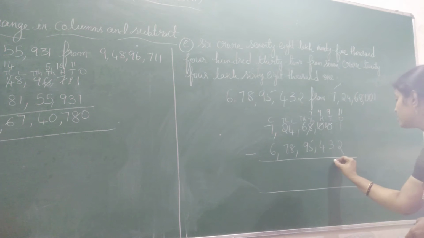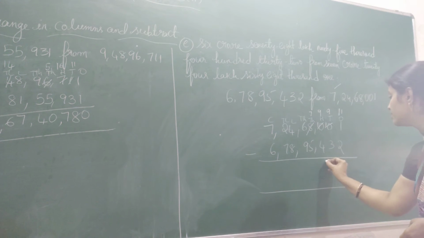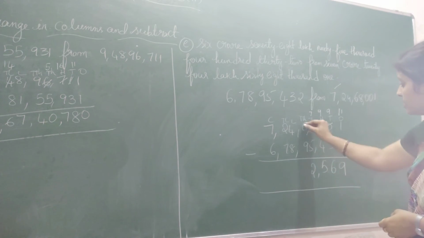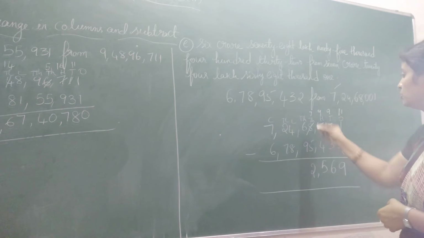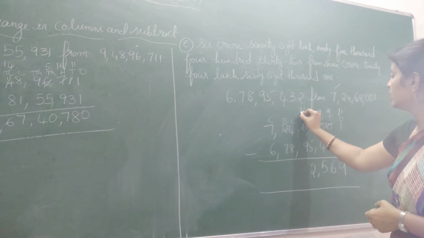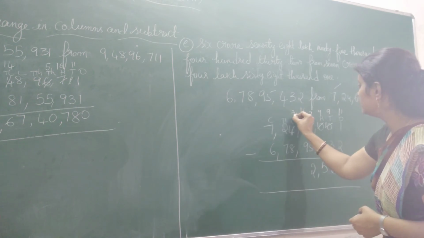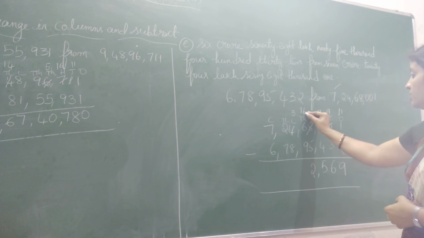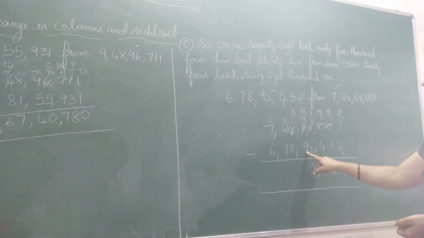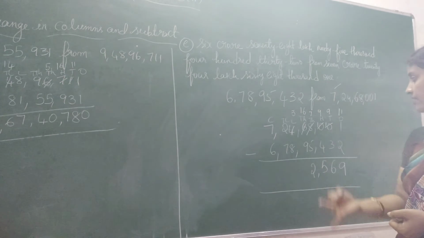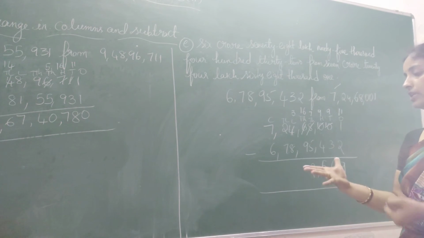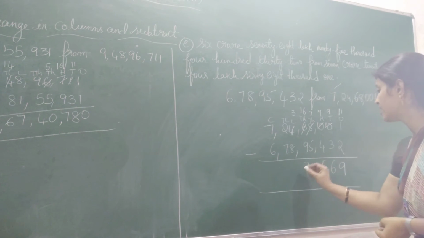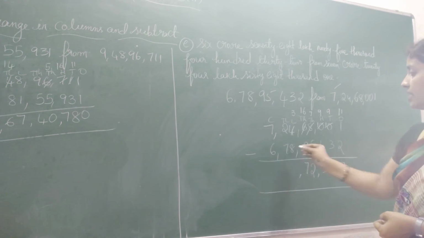9 minus 3 is 6. 9 minus 4 is 5. Come on. 7 minus 5 is how much? 2. 6 minus 9 possible? Not possible. So take a borrow. Then you will get 1 here. Then here the number will be 3. 4 is there. After giving borrow, you will get 3 here. 16 minus 9. So how much will get? 9, 10, 11, 12, 13, 14, 15, 16. So how much that is? 7. 7, comma.